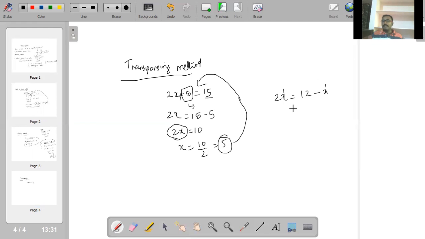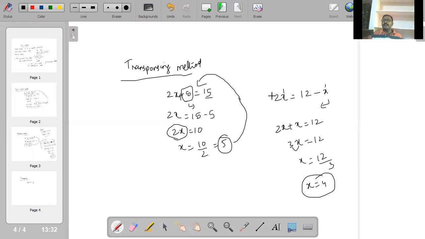Now we have to find the value of x. Transposing minus x to that side, because it is a variable and the other is a constant value. What we are doing here is arranging all the variables on one side and constants on the other side. So 2x plus x is equal to 12. Now 3x equals 12. Then x equals, since it is a product, the number goes to that side as a fraction. So 12 by 3. It will be divided by 3. 12 divided by 3, then x equals 4.